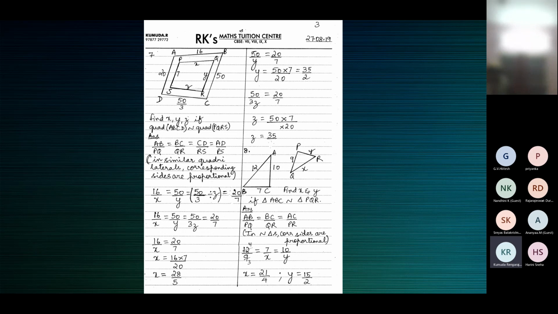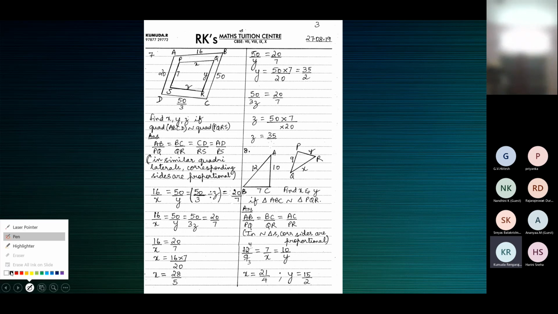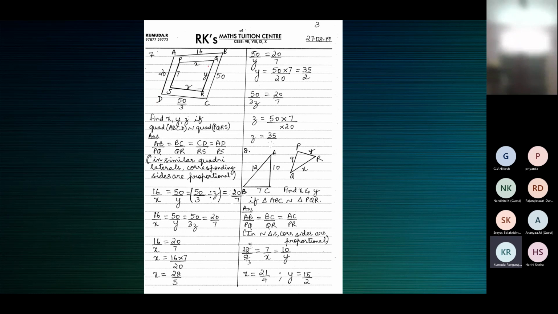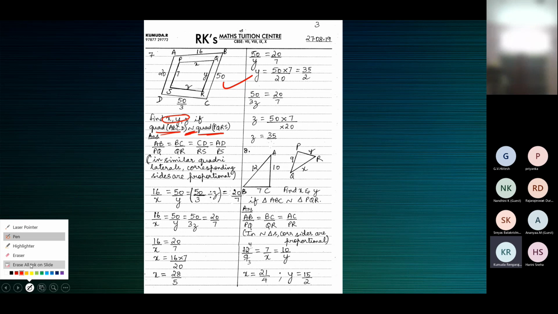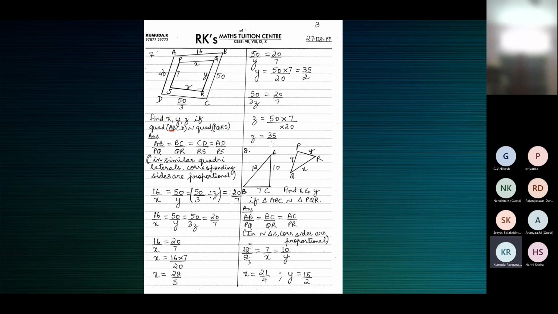It's given that quadrilateral ABCD, the figure is given to you. Find X, Y, Z if quadrilateral ABCD is similar to quadrilateral PQRS. It's given that they're similar. Since it's given to you, you have the proportion AB by PQ is equal to BC by QR is equal to CD by RS is equal to AD by PS.